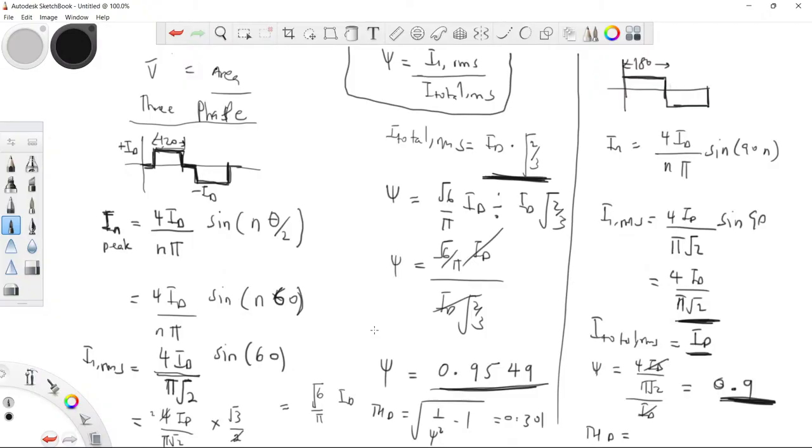For the power quality issue components, we have the distortion factor and the total harmonic distortion. If they give us the angle between the current and voltage, we can also find the displacement factor, and we can find the power factor. Sure.